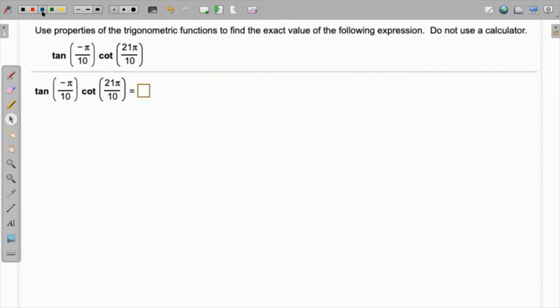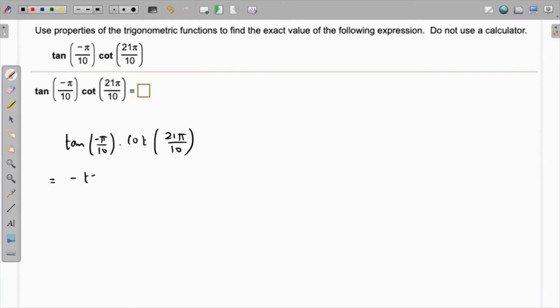In this question, we need to get the value of this particular product. We need to get the exact value without using a calculator. So first off, tan of negative pi over 10. Let me rewrite the question. Plus times cot of 21 pi over 10. Now, since tan is an odd function, the negative is going to come out.